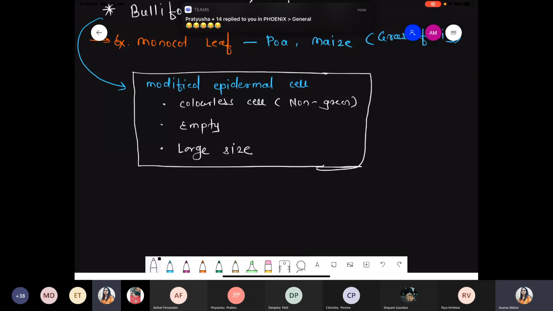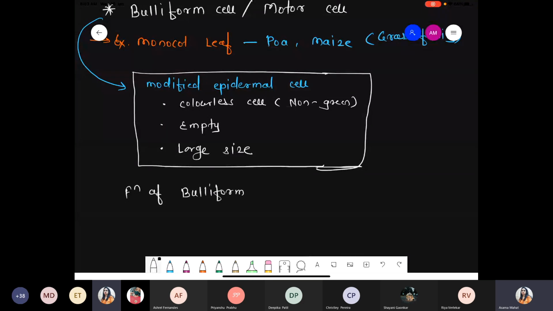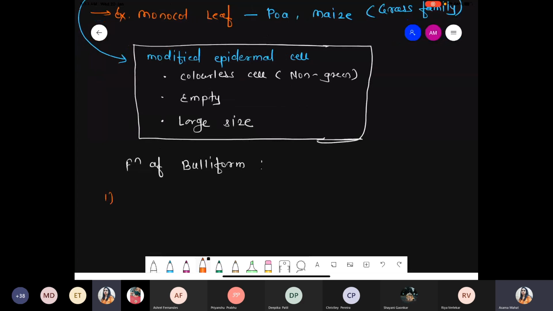Okay. So next point, we are talking about the functions of bulliform cells. Bulliform cells are basically responsible for rolling and unrolling of the leaf depending upon the condition. So, function with respect to bulliform cells. The first condition we are talking about is the favorable condition.